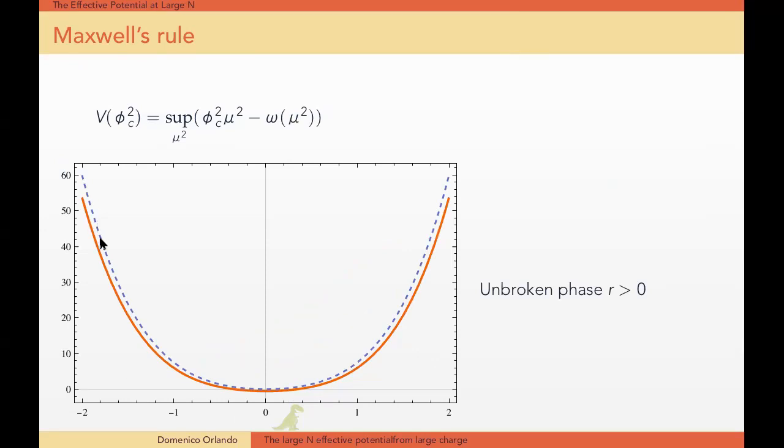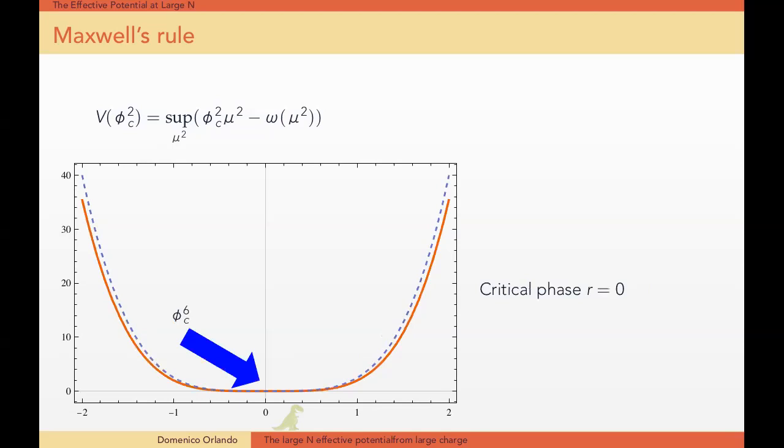The thing in dashed line is the tree-level potential. The red line is the one-loop potential, the large N potential. They look the same, okay? Little deviations, but no big deal. In the critical phase, already stuff happens, because the tree-level potential is phi to the 4th. But the one-loop potential that I compute around the origin goes like phi to the 6th. But this is exactly the phi to the 6th of before. It's the phi to the 6th of criticality, the one that we had found with the effective action.